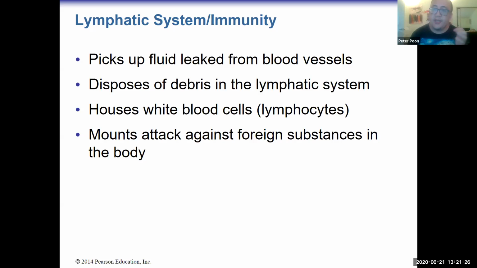But while it does that, it disposes of the debris. There are viruses in that fluid, there are bacteria, there's pollen and other stuff. That fluid is called lymph. As the lymph flows around, it meets a whole bunch of white blood cells, which are your immune system, and so your body can mount an attack against the foreign substances in the body.